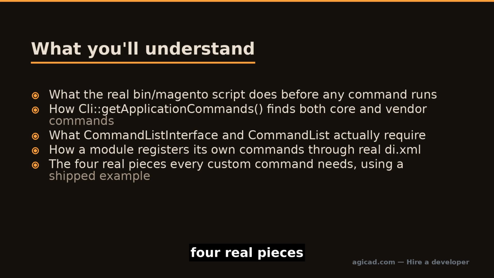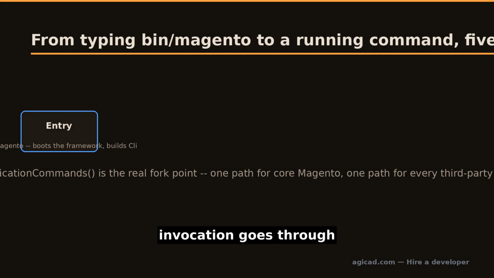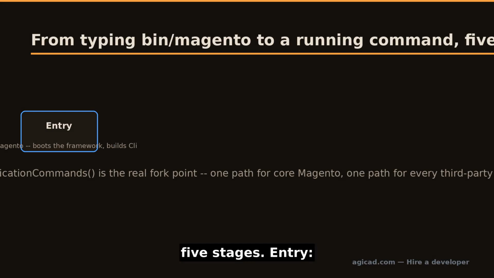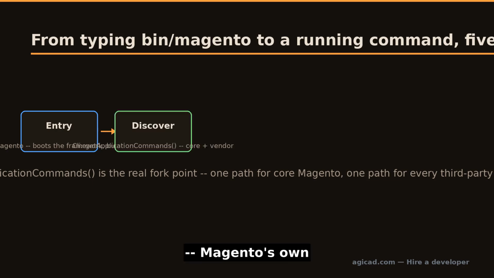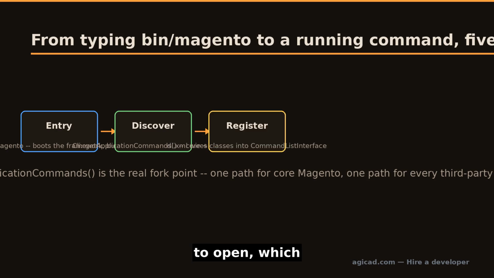And the 4 real pieces a brand new custom command needs, illustrated with a real, complete, shipped command rather than a toy example. Strip away the code and every CLI invocation goes through 5 stages. Entry: bin/Magento runs, requires the framework's bootstrap file, and constructs a real CLI object, Magento's own subclass of Symfony's console application. Discover: that construction triggers the real getApplicationCommands method we're about to open, which finds every available command from 2 separate sources.